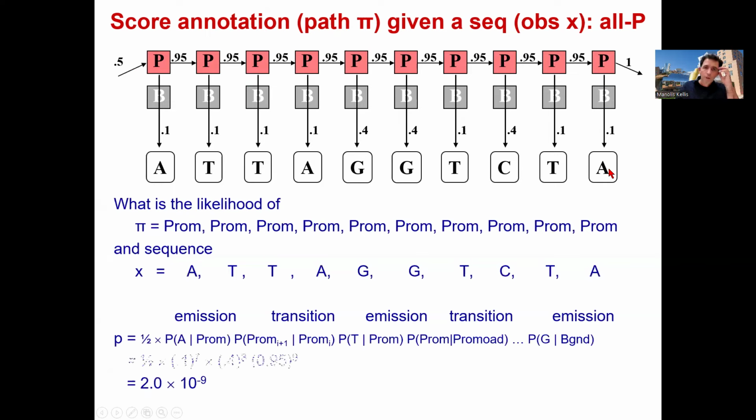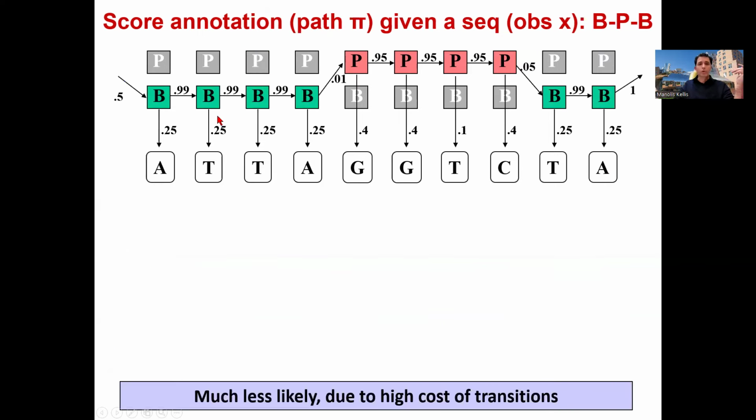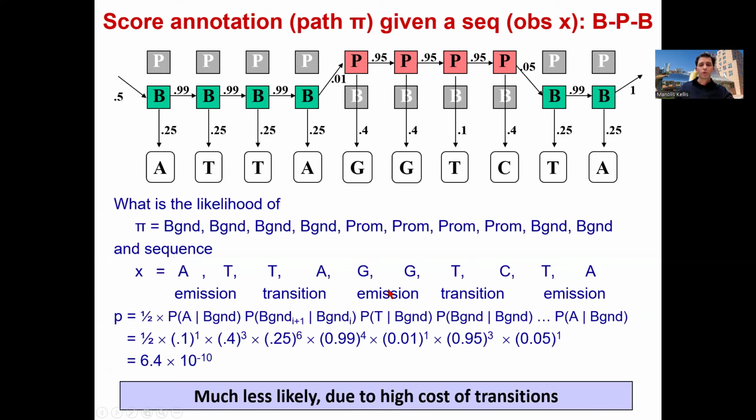Sounds good? Can I do better? Maybe I could just transition from the B to the P to the B. So from the background to the promoter, back to background. Why? Because here I capture all of the AT-rich, here I capture all of the AT-rich, and here I capture all of the GC-rich. Who thinks this is going to be better? Raise your hands. Who thinks it's going to be worse? Raise your hands. Why? Good, good. Because transitioning is extremely expensive. So if I compare the two, now I'm 10 to the minus 10. And it's much less likely because of the high cost of transitions.